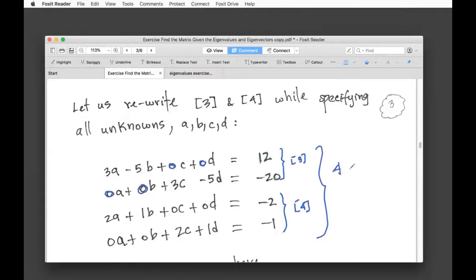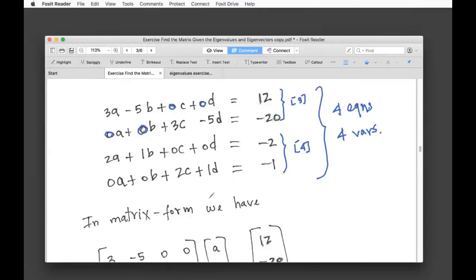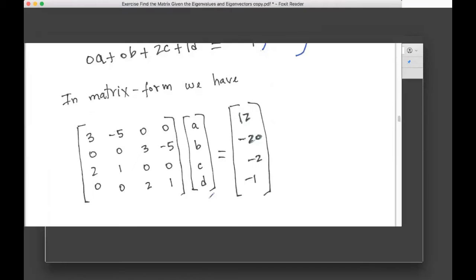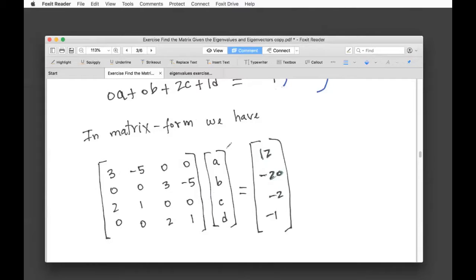And so once we write this, in this whole enchilada here, we have four equations, and we have four unknowns or four variables. So we could write this in matrix-vector form. The variables are A, B, C, and D. We have a 4 by 4 matrix of coefficients, and then we have this other vector of constants.